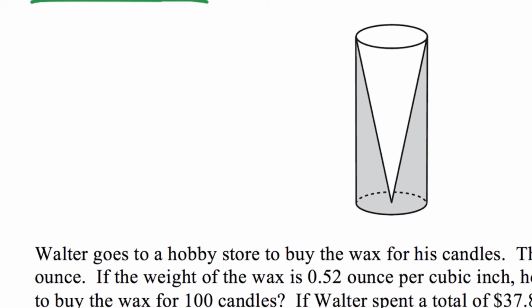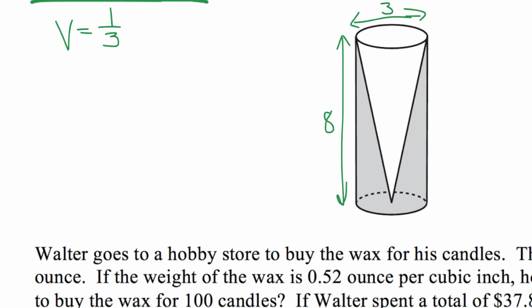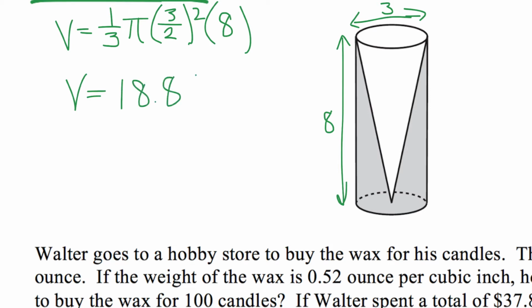So we are given some dimensions of this cone. We know it has a height of 8 and a diameter of 3. So the volume of a cone, the formula is 1/3 pi r squared h. So we'll be doing 1/3 times pi times our radius, which is 3 divided by 2, multiplied by our height, which is 8. So calculating that, we get 18.85 inches cubed. So that's the volume of 1 candle mold.